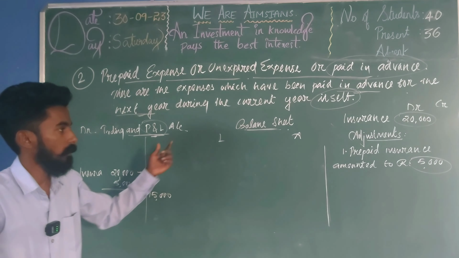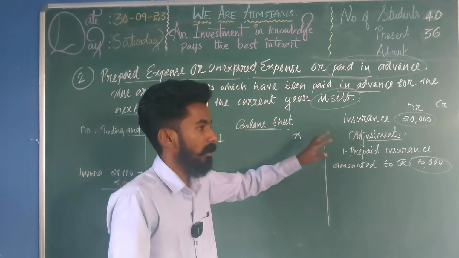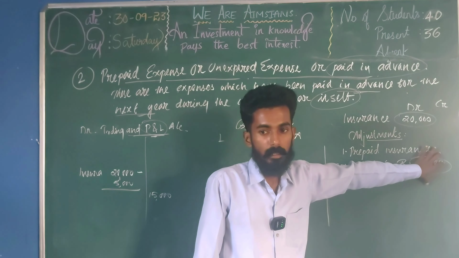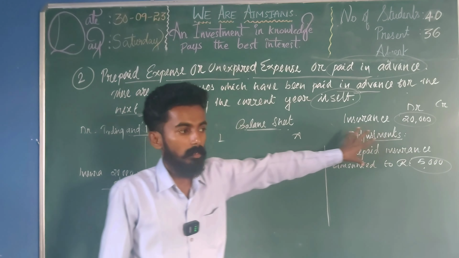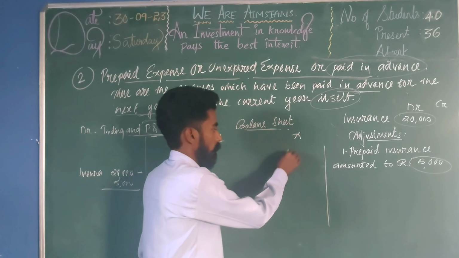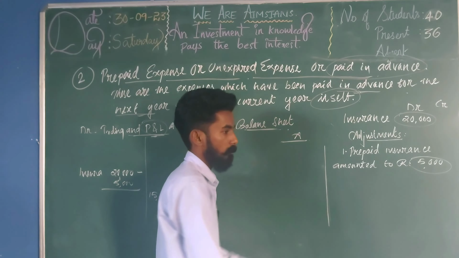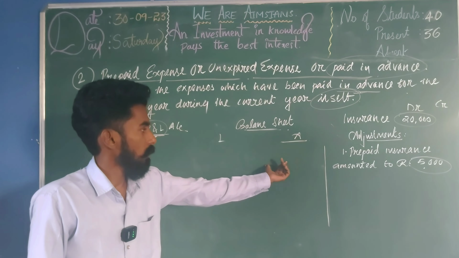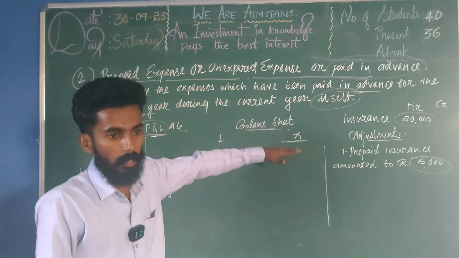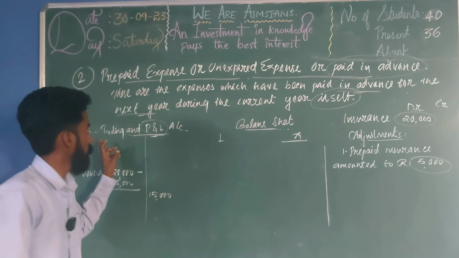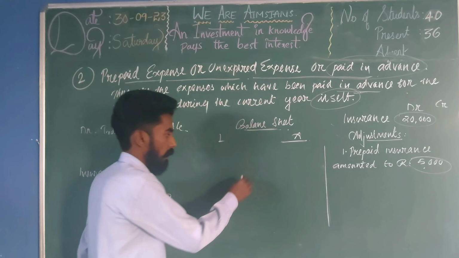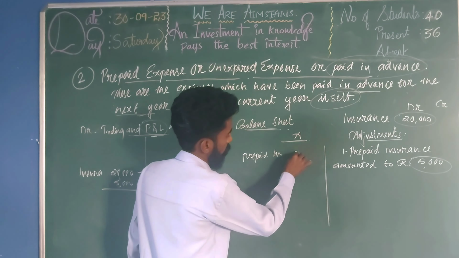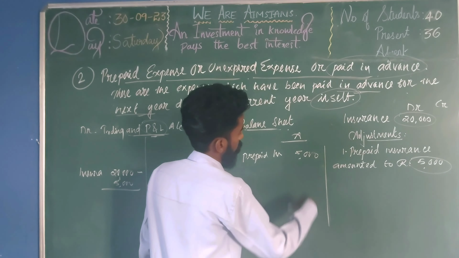Now see what is going to happen in the balance sheet. Prepaid insurance means expense already paid in advance. Is it our asset or liability? It is our asset, because it is prepaid. So it will come on the asset side of the balance sheet. Directly you can write on the asset side prepaid insurance 5,000.